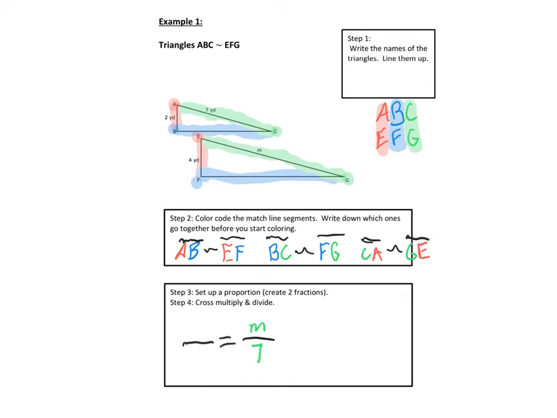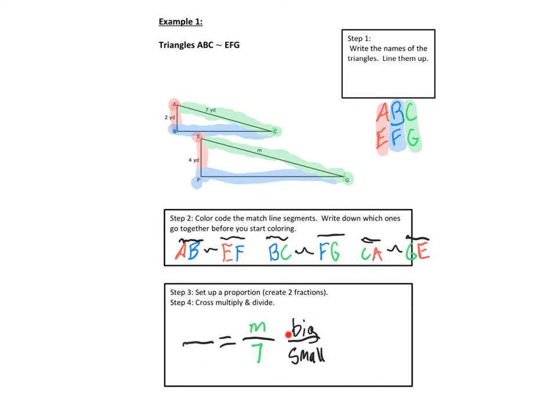Now I do need to make a note. The M is in the bigger triangle, so this will be big triangle, and the 7 is in the small triangle. So that will definitely help us keep all our numbers in the right spot. So now I need to look at the other side that we were given, which in our case is the red side. So I know that I'm going to use 2 and I'm going to use 4. I just need to know where to place them down here in our proportion.